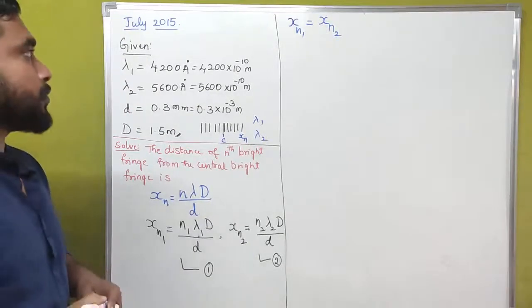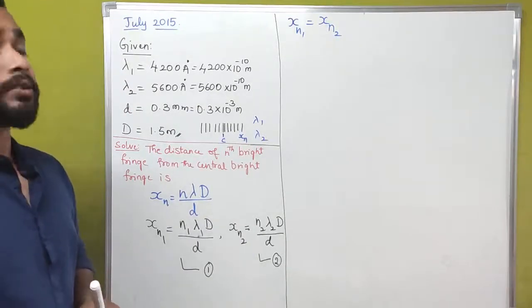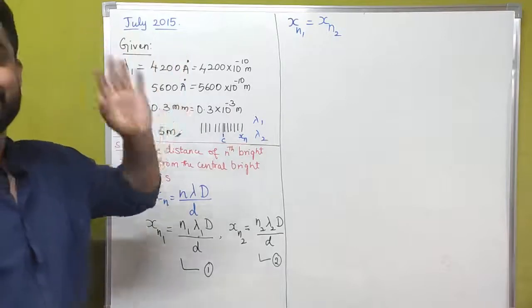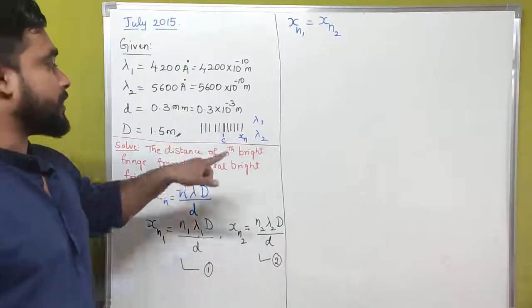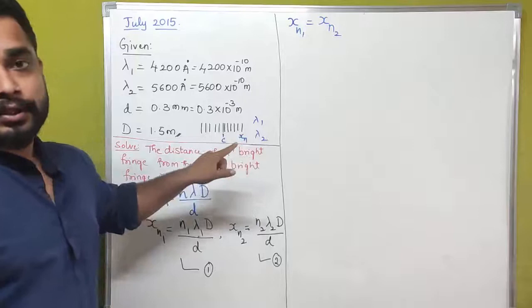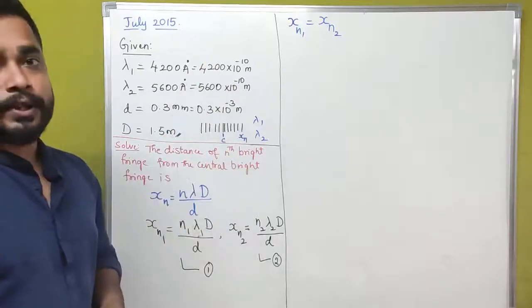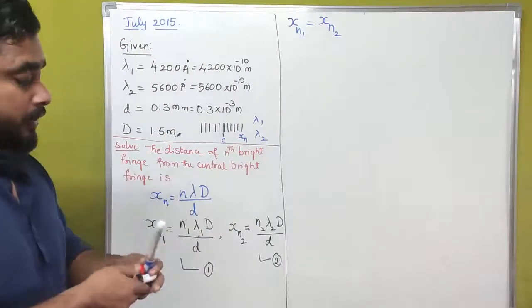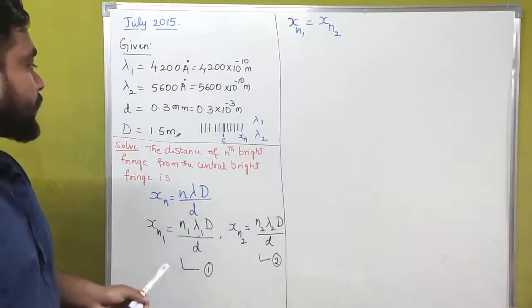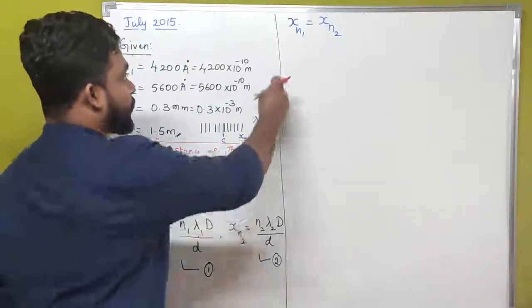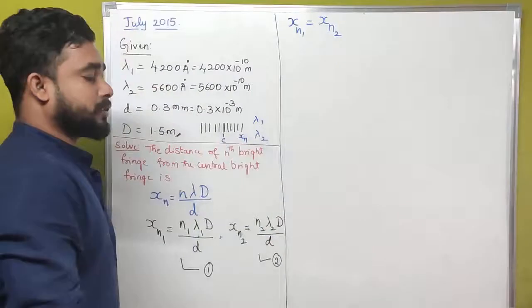xn1 is equal to xn2 because the position of both the fringes is the same. The only changing thing is the wavelength. The position of those two fringes will be the same. That is why I have written it like that. Now what we have to calculate is xn1 equal to xn2.